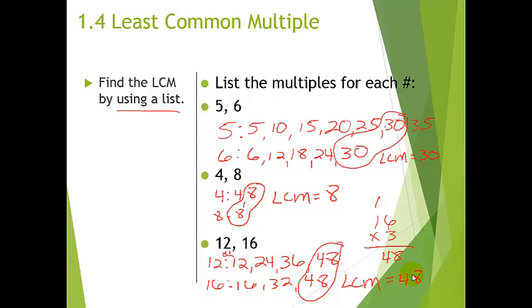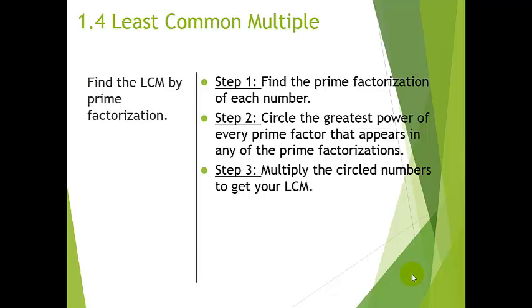All right, so listing is one way. The other way is by finding your prime factorization. Go ahead and pause the screen, make sure you write this down, and then I'll walk you through this example. So step 1, find the prime factorization of each number. That's what I'm going to do. I'm going to make my factor trees.